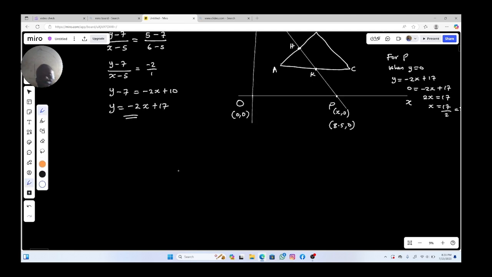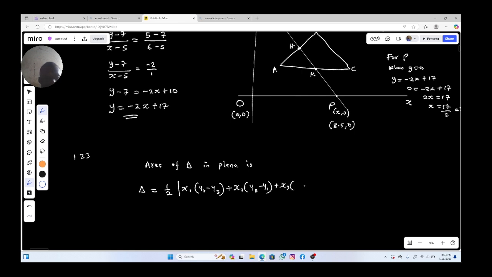Area of a triangle in a Cartesian plane is given by delta equal to half modulus x1 bracket y2 minus y3, then plus x2 bracket y3 minus y1, then plus x3 bracket y1 minus y2, then close the modulus.